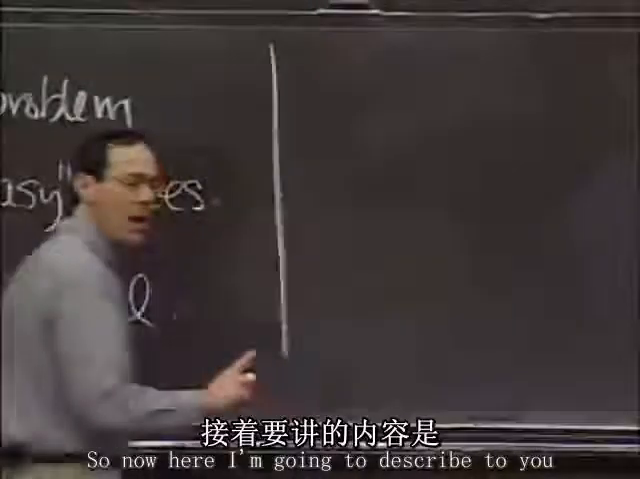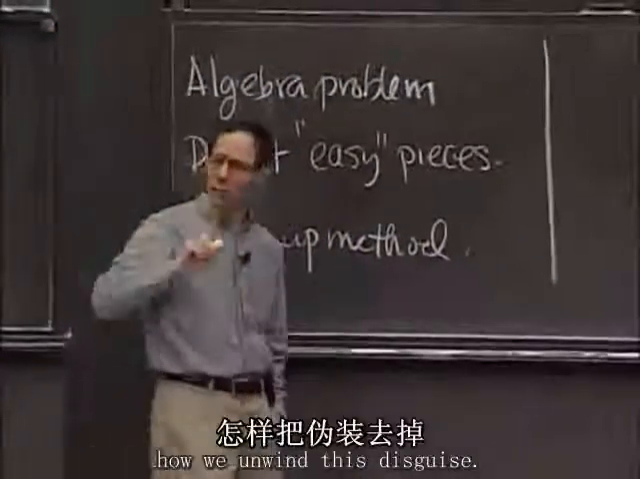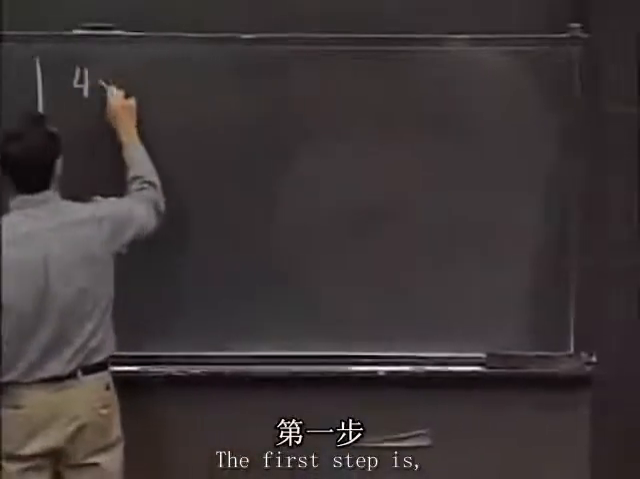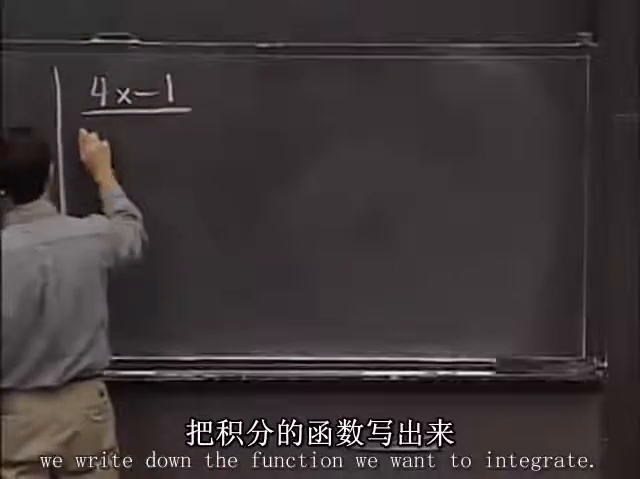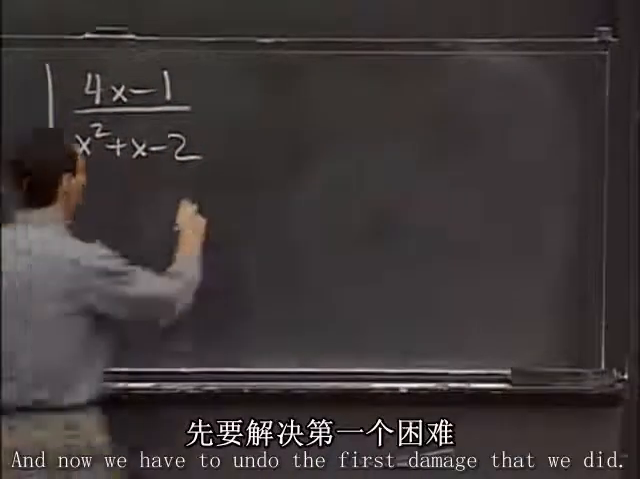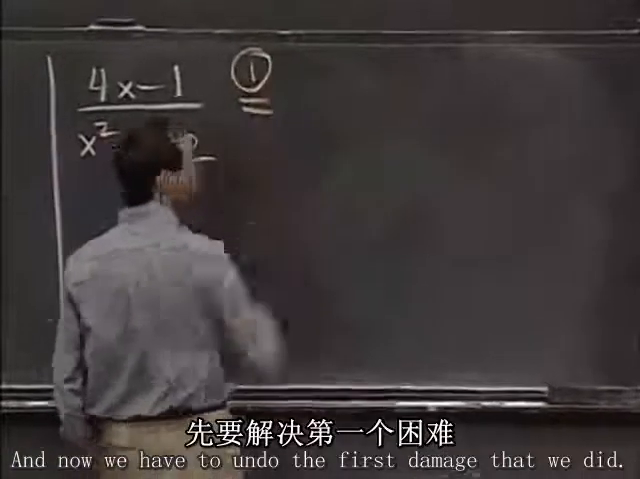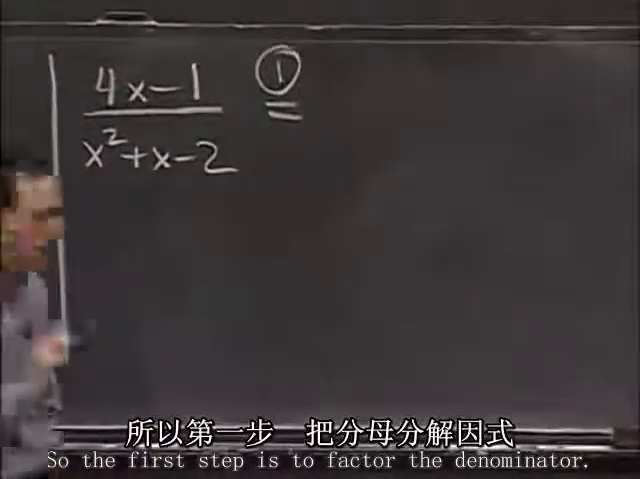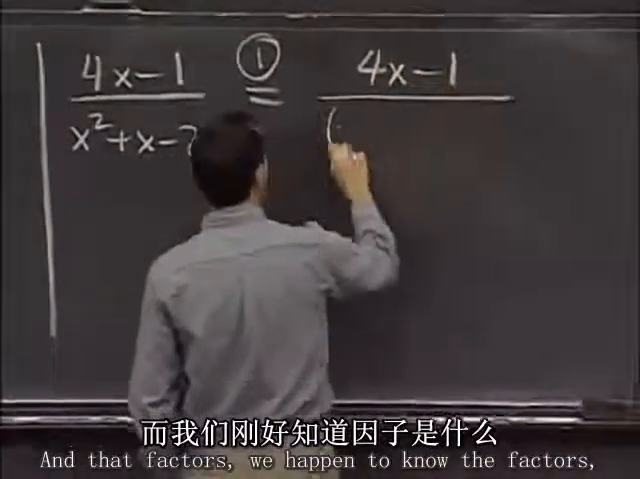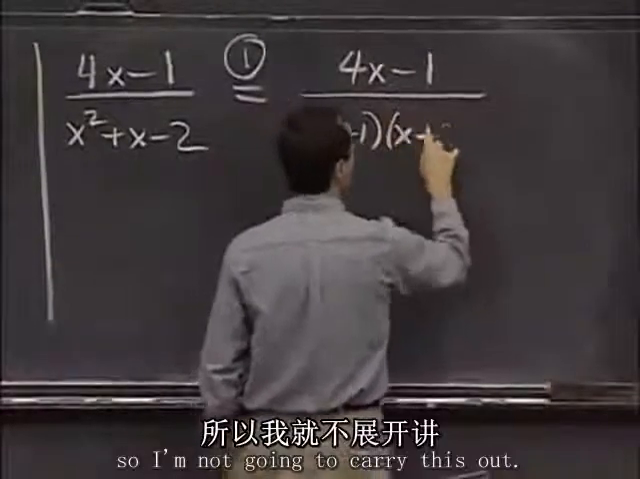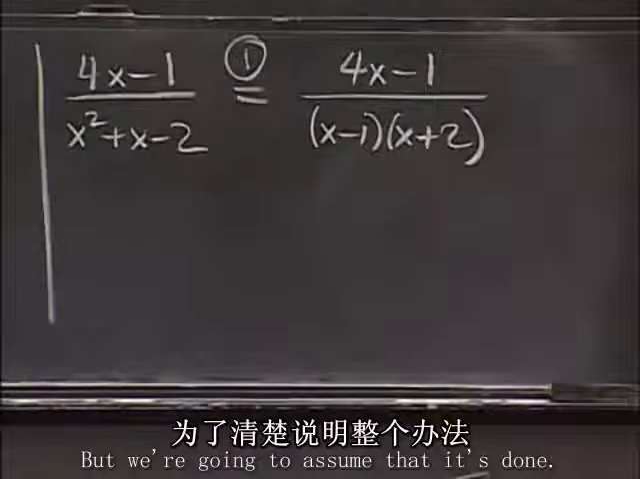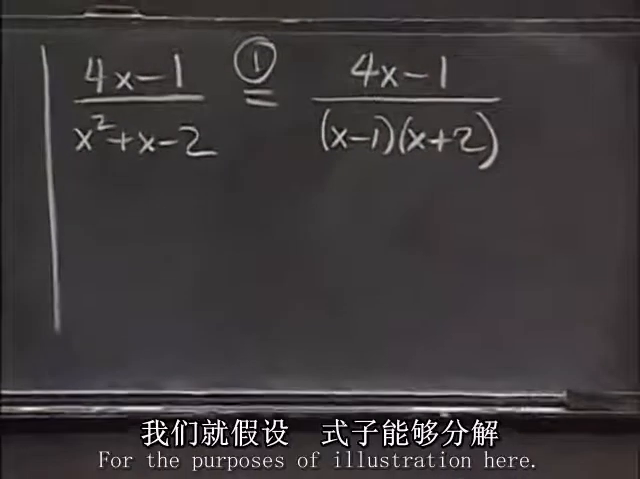All right, so now here I'm going to describe to you how we unwind this disguise. The first step is we write down the function we want to integrate, which was this. And now we have to undo the first damage that we did. So the first step is to factor the denominator. And that factors, we happen to know the factors, so I'm not going to carry this out. But this can be a rather difficult step. But we're going to assume that it's done for the purposes of illustration here.